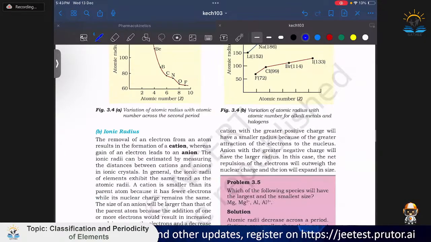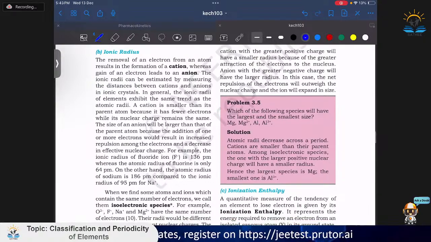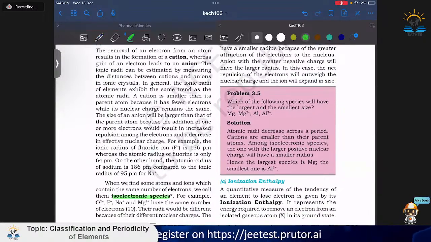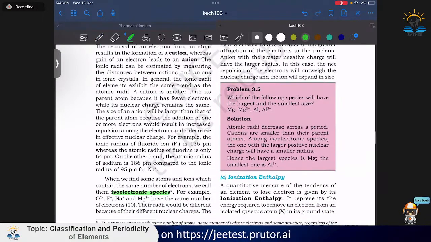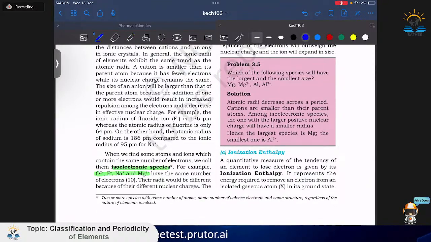Ionic radius, this is where you get a lot of questions. So the one thing you need to remember is the ionic radius of isoelectronic species. So look at these four species, they are isoelectronic. Always cations will be smaller than anions if they are isoelectronic. Why? Because they have equal number of electrons.